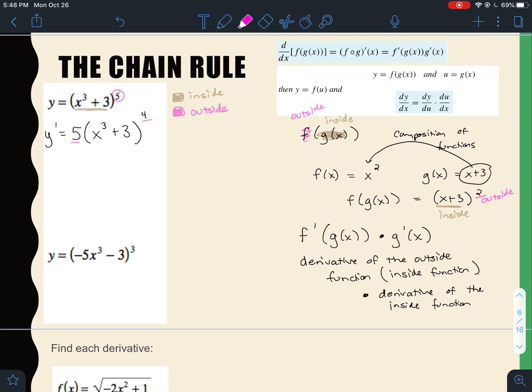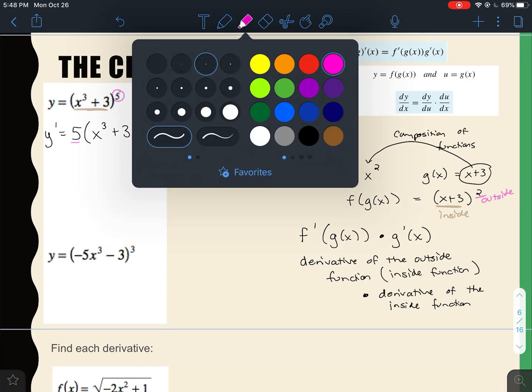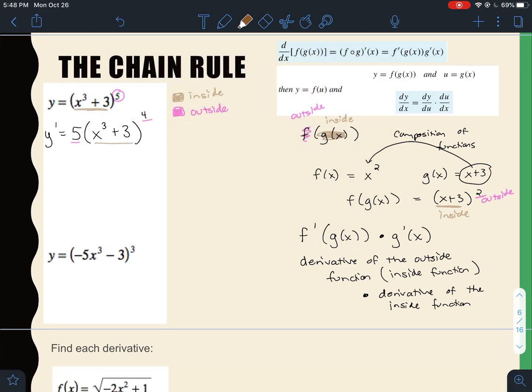So all I did was take the derivative of the outside function: multiply by the exponent, subtract 1 from the exponent. I left the inside function alone, so the inside function just stayed x to the third plus 3. And then I multiply that by the derivative of the inside function. Well, the derivative of the inside function is 3x squared. And that's it. That's the derivative. So you would do 5 times x to the third plus 3 raised to the fourth power times 3x squared. You take the derivative of the outside function, leave the inside function alone, then multiply it by the derivative of the inside function.